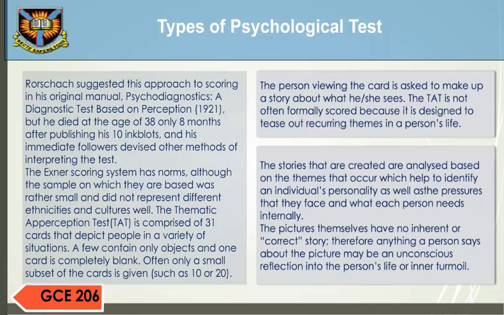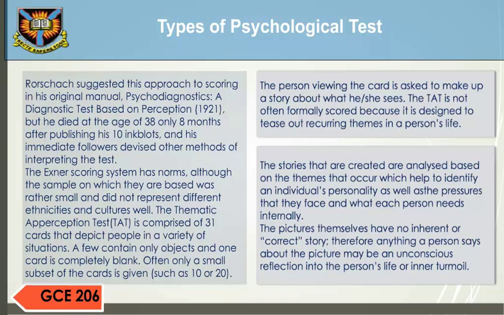Rorschach suggested this approach to scoring in his original manual, Psychodiagnostics: A Diagnostic Test Based on Perception, 1921. But he died at the age of 38, only 8 months after publishing his 10 inkblots, and his immediate followers devised other methods of interpreting the test. The Exner scoring system has norms, although the sample on which they are based was rather small and did not represent different ethnicities and cultures well.